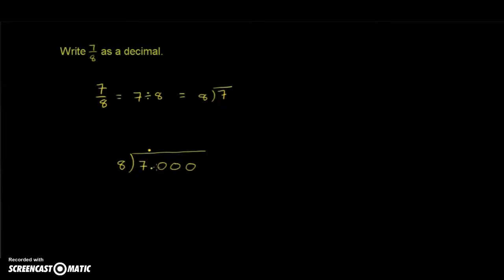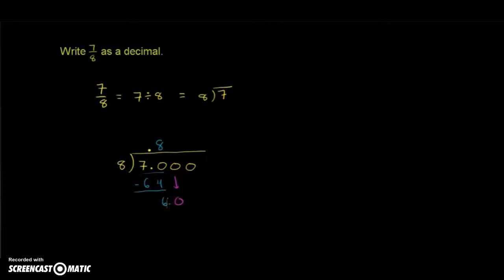So 8 doesn't go into 7 at all, but it does go into 70. 8 goes into 70 8 times. 8 times 8 is 64. And then you subtract. 70 minus 64 is 6. And then bring down another 0 because we still have a remainder. We want to get to the point that we have no remainders, assuming that this thing doesn't repeat forever. And then there's other ways we can deal with that.